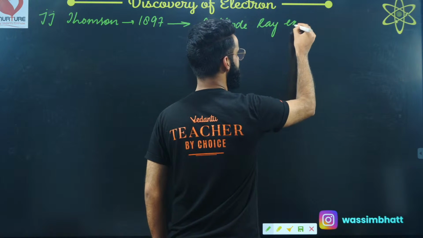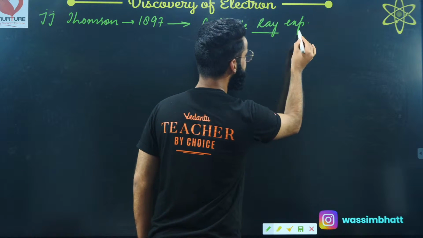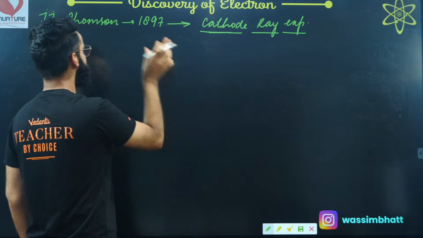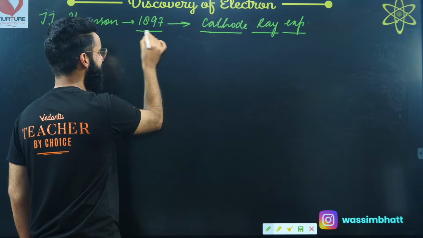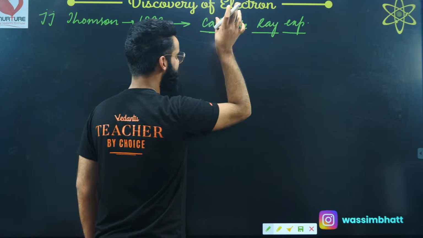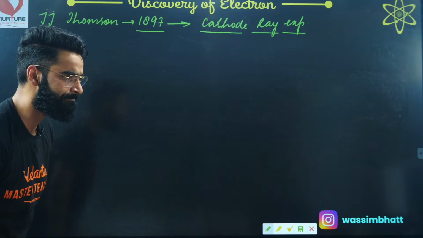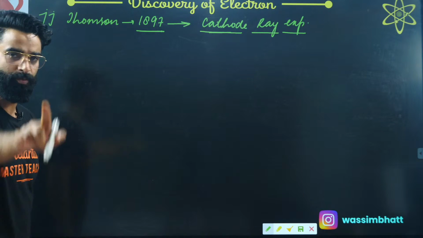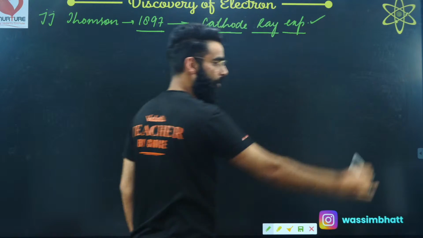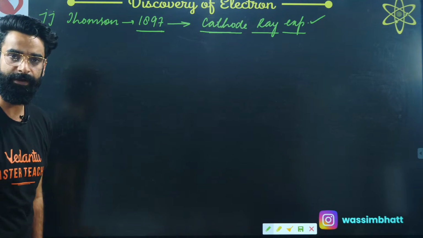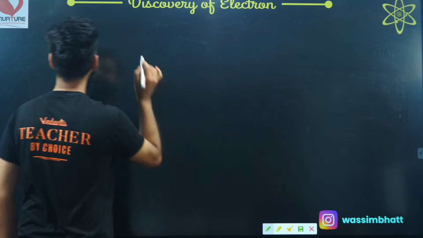Cathode ray experiment. This is the experiment which we are going to deal with in today's session. J.J. Thomson was the scientist who did this experiment in 1897, and after carrying out this experiment, the electron was discovered. So we are going to talk about the cathode ray experiment in today's session. Let's get started.